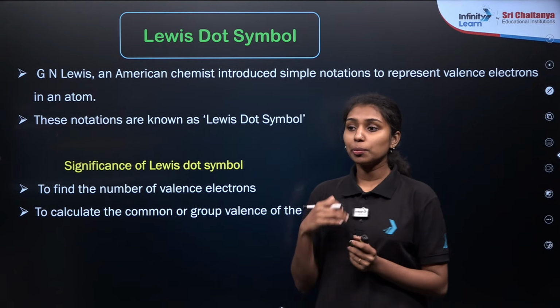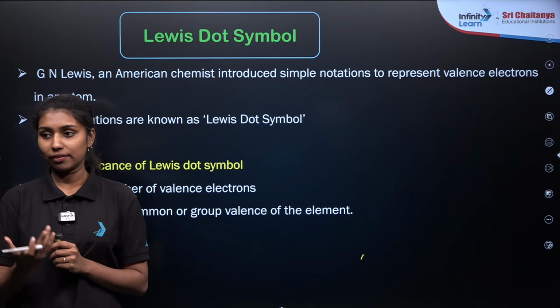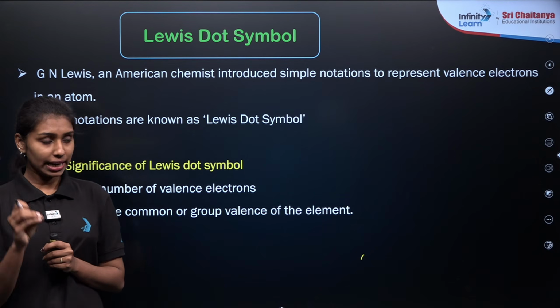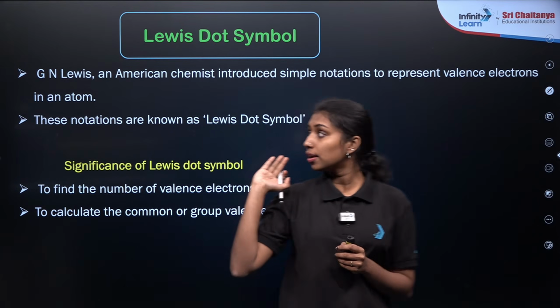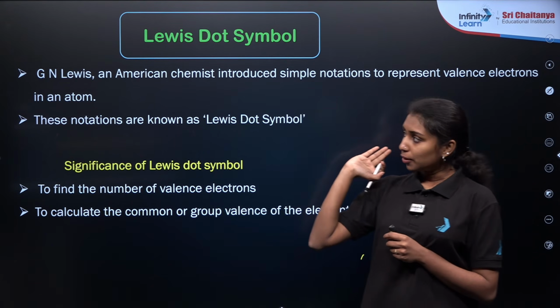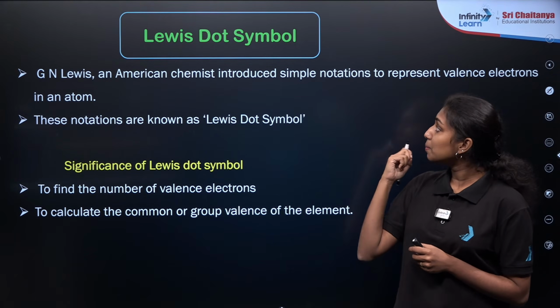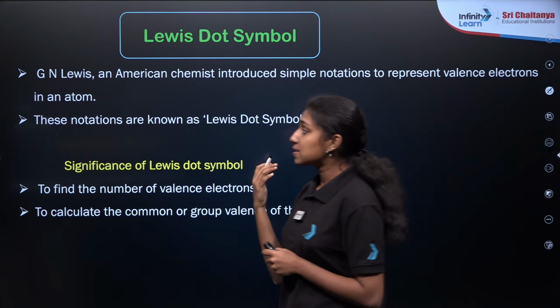Now let us see what we mean by the Lewis dot structure. This is very important in the grade 11 chemical bonding chapter; you need to get an idea about how to draw the Lewis dot structure. Lewis is an American chemist who introduced the simple notation to represent the valence electrons in an atom.